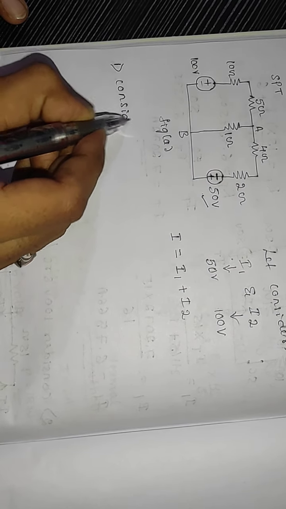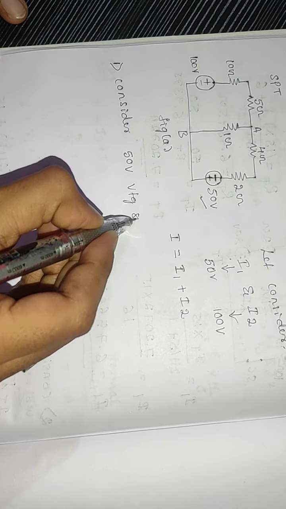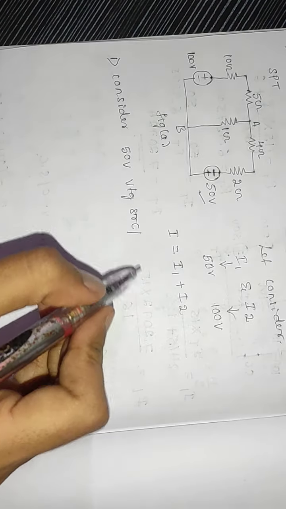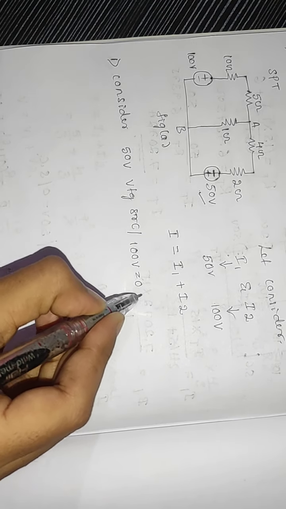Consider the 50 volt voltage source and set the other source equal to 0. Here the other source is the 100 volt source. You have to remove this 100 volt source by short circuiting, right?